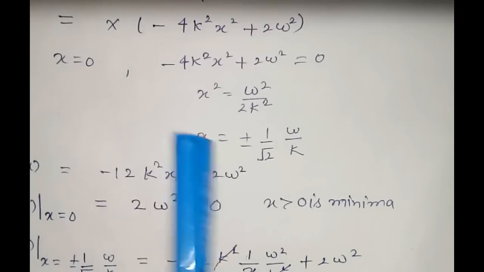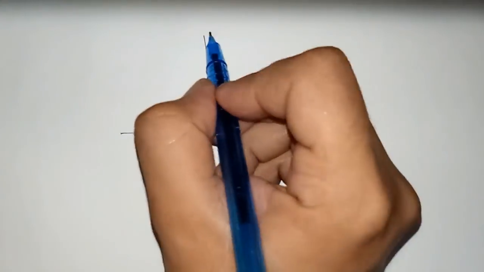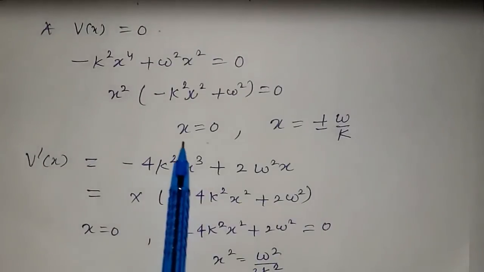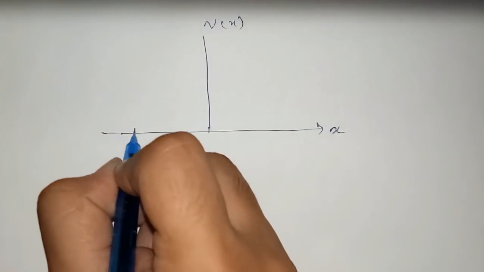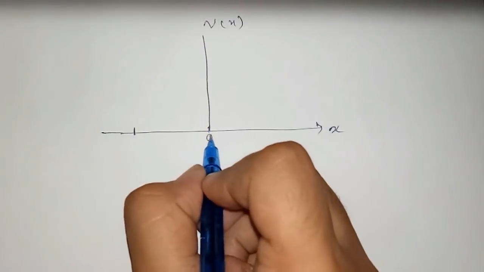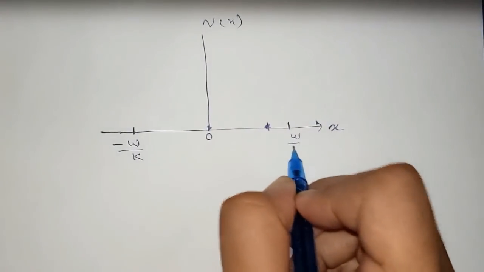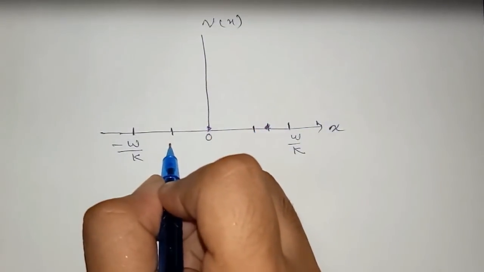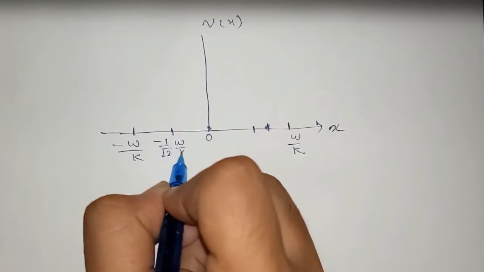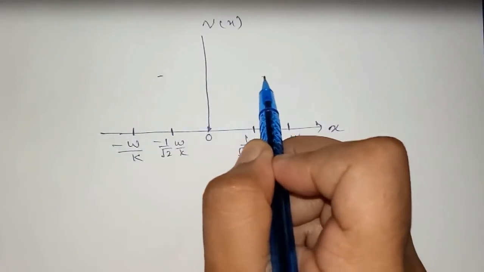Now using this information, first of all we create a graph between potential and coordinate. Now we take the points where our maxima and minima are. First of all x equal to 0, and other values are minus omega upon k and omega upon k, and for maxima, the values are minus 1 upon root 2 omega upon k and 1 upon root 2 omega upon k. Here it is a maxima and minima.